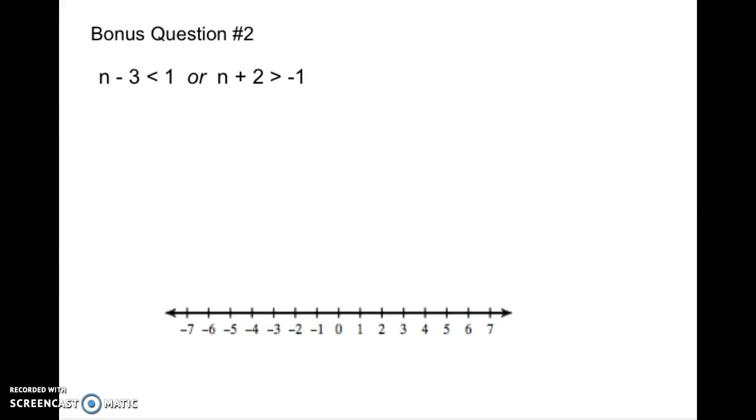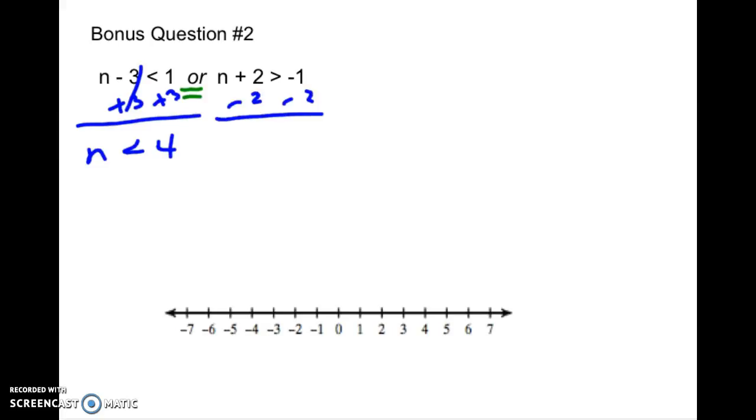On bonus question number 2, we're dealing with an or. If we add 3 here on the left, we should get n is less than 4. On the right, we subtract the 2. And we should get n is greater than -3.